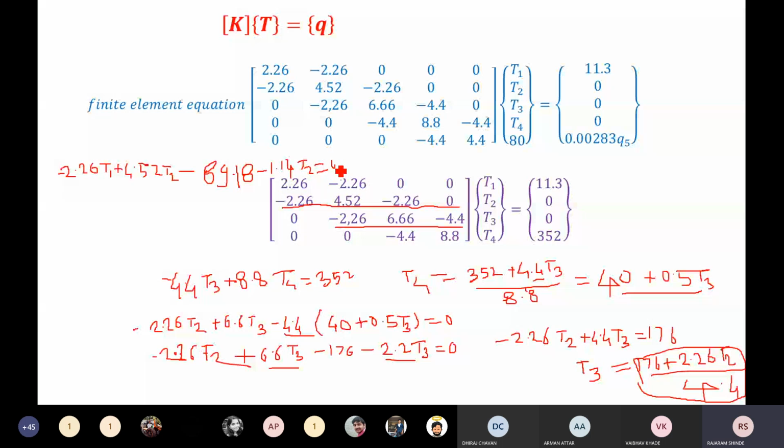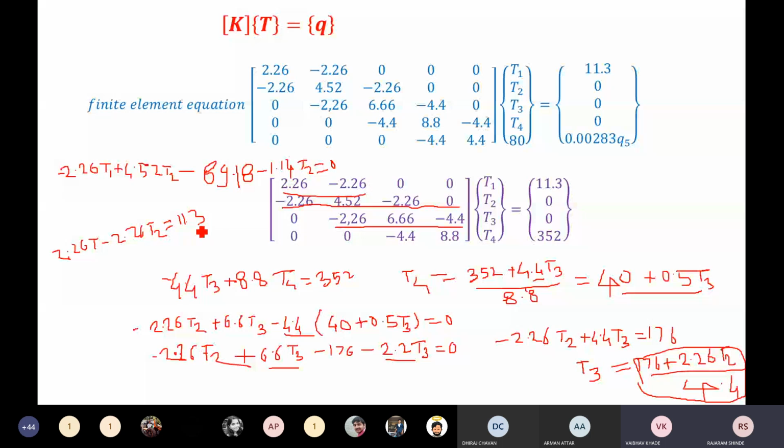From this you have to calculate the T2 in terms of T1, and that you have to put in this equation. It is 2.26 T1 and minus 2.26 T2, this equal to 11.3.